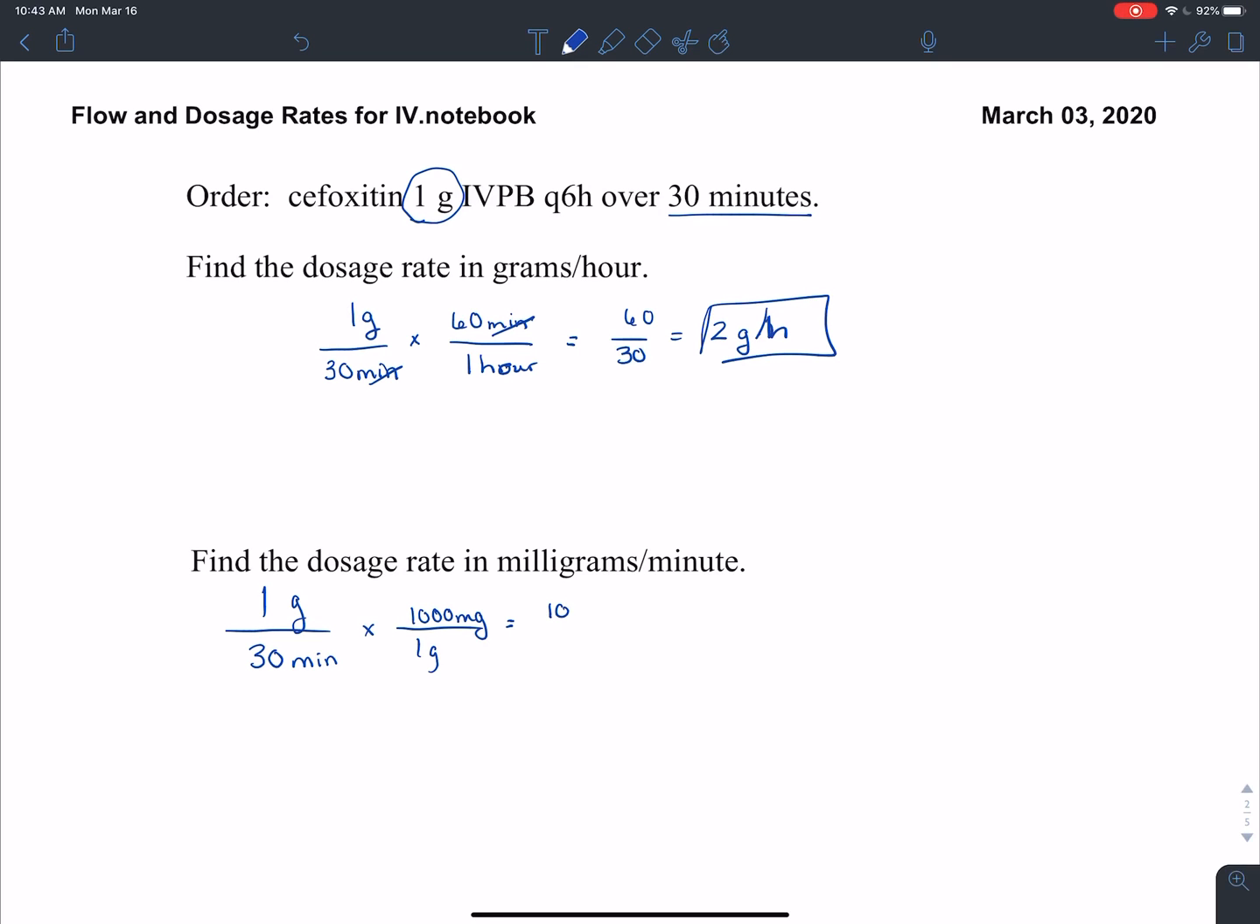When I multiply straight across, that gives me 1,000 over 30. When I divide, that gives me 33.3 repeating milligrams per minute. I'm going to round this to the nearest whole. That tells me that there's 33 milligrams per minute.